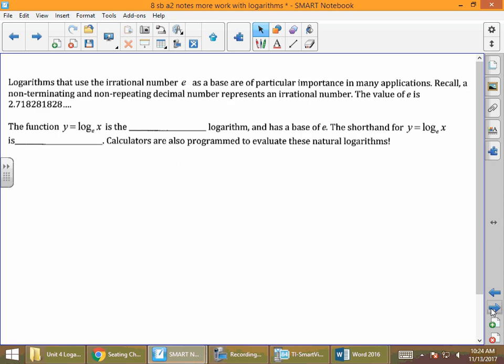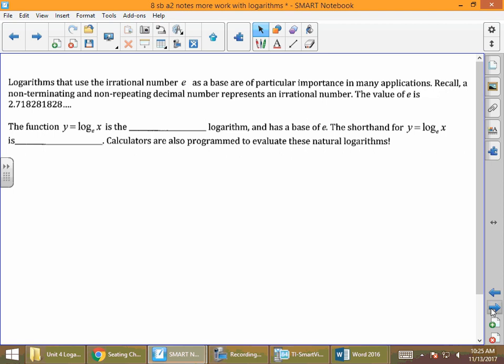There are logarithms that use the irrational number e. And e is a number kind of like pi. It has a value, but because it's a non-repeating infinite decimal, we just say e, and then if we need it somewhere, we can use the e button to figure out what it is. 2.718281828. It's just another number, kind of like pi. e represents that big long decimal, is what it does.